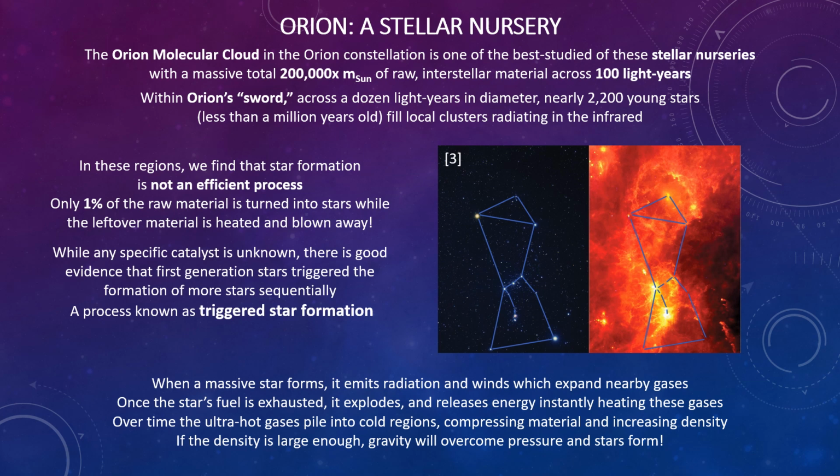And so this process is known as triggered star formation, when one forms and blows away the gas and dust around it, that's then going to cause other areas to then experience the right conditions because new material will have been blown in.